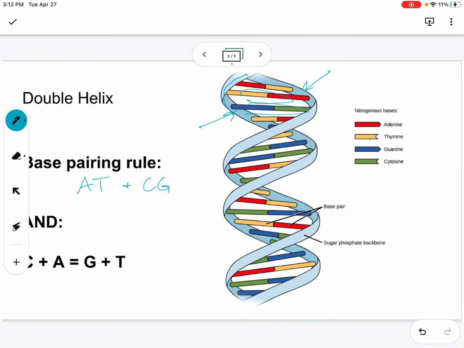Okay, what's this A plus G? So how would we figure this out? This is just basic math, but the number of A's is always going to equal the number of T's, and the number of C's will equal the number of G's. So if you add these 2 together, you're going to get those 2, because they should be equal, unless we have mutations.